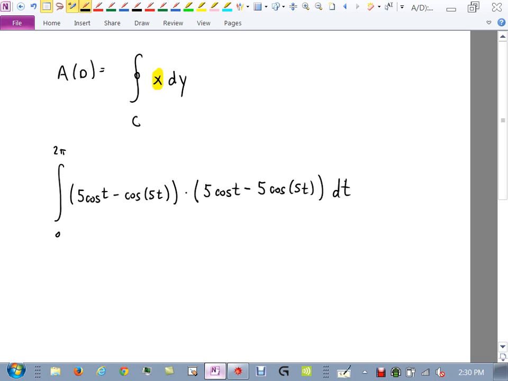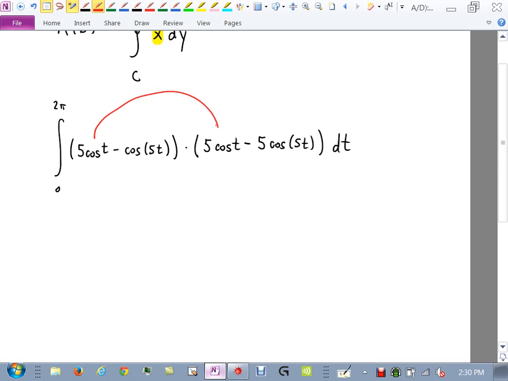Then you have to multiply this all out. So let's just see what happens when we multiply this all out. What's 5 cosine t times 5 cosine t? 25 cosine squared t. Then you do 5 cosine t times negative 5, so that's negative 25, but then cosine t times cosine 5t. You can't put those together, right? That's just cosine t times cosine 5t.